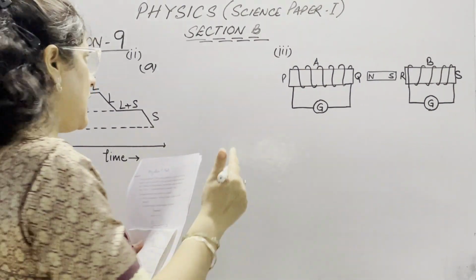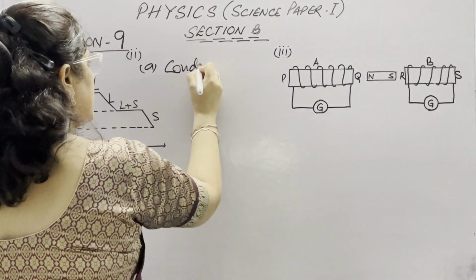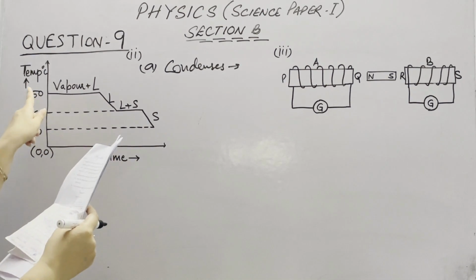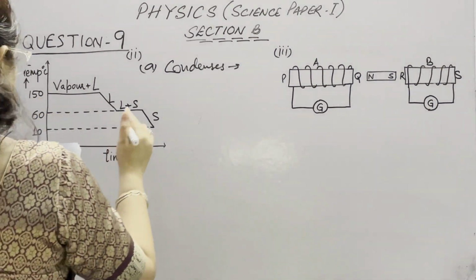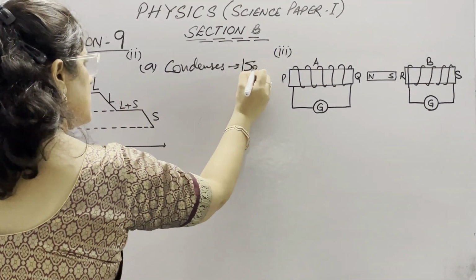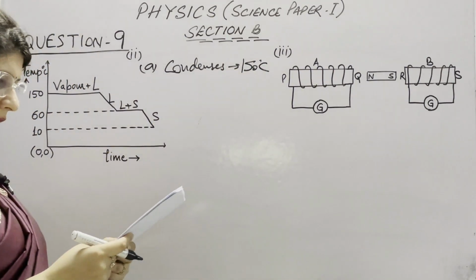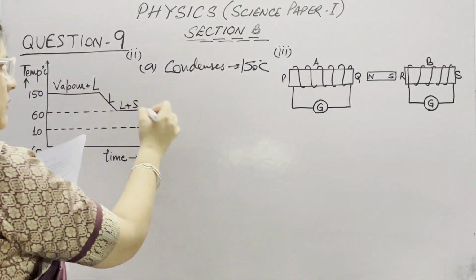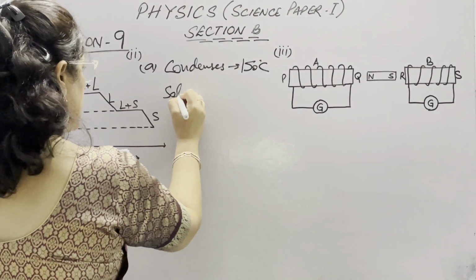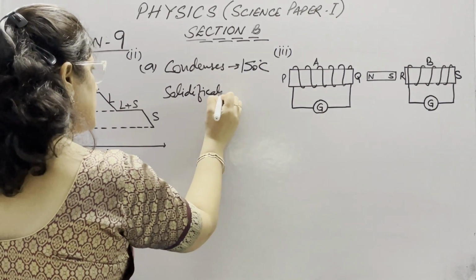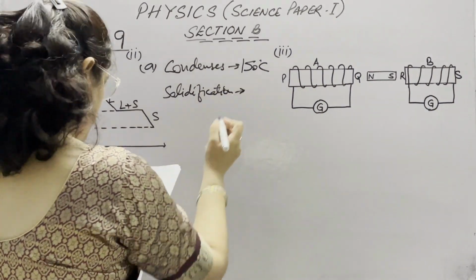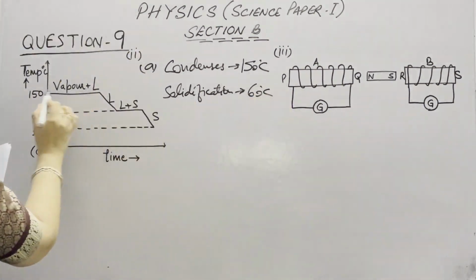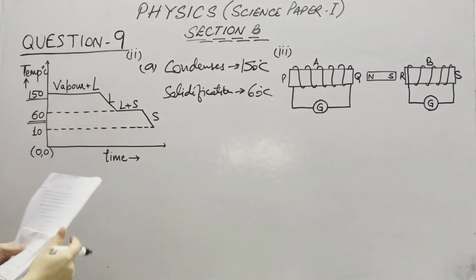Temperature at which the substance condenses means vapor converting to liquid. So this temperature is 150 degrees Celsius. So the condensation temperature is 150 degrees Celsius. Then they have asked solidifies. It means solidification, converting into solid. So the temperature of solidification is 60 degrees Celsius. You can see from here, this is 150 and this is 60.